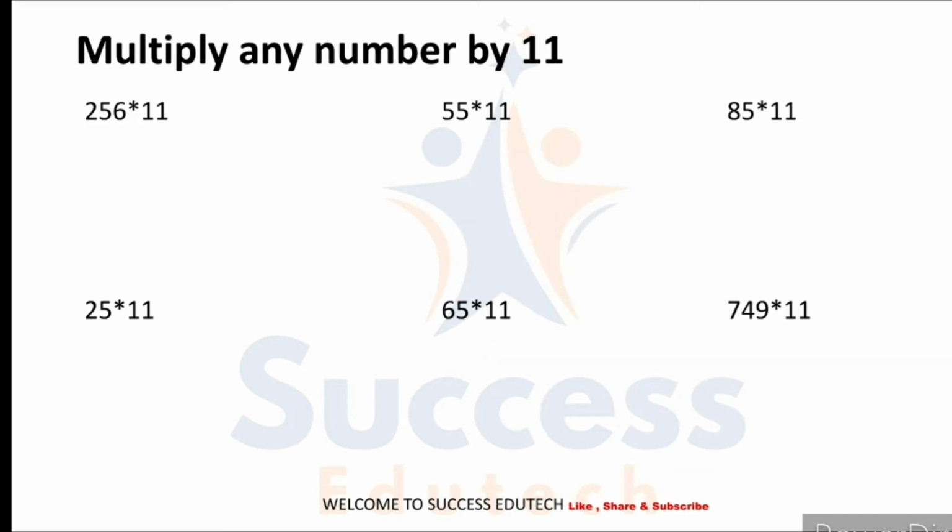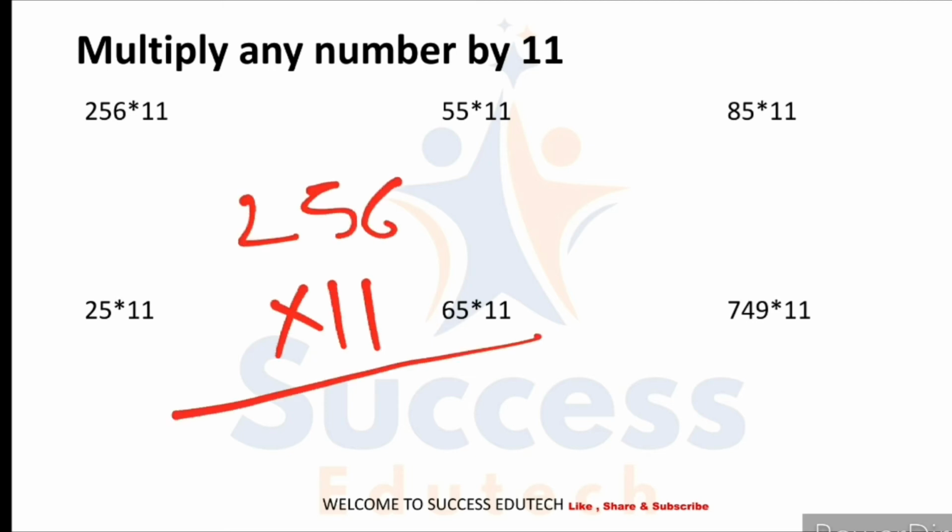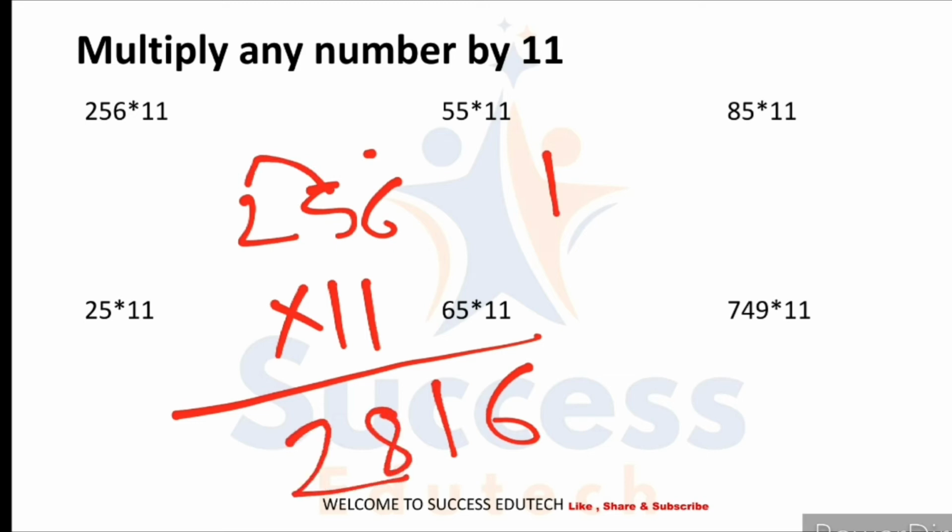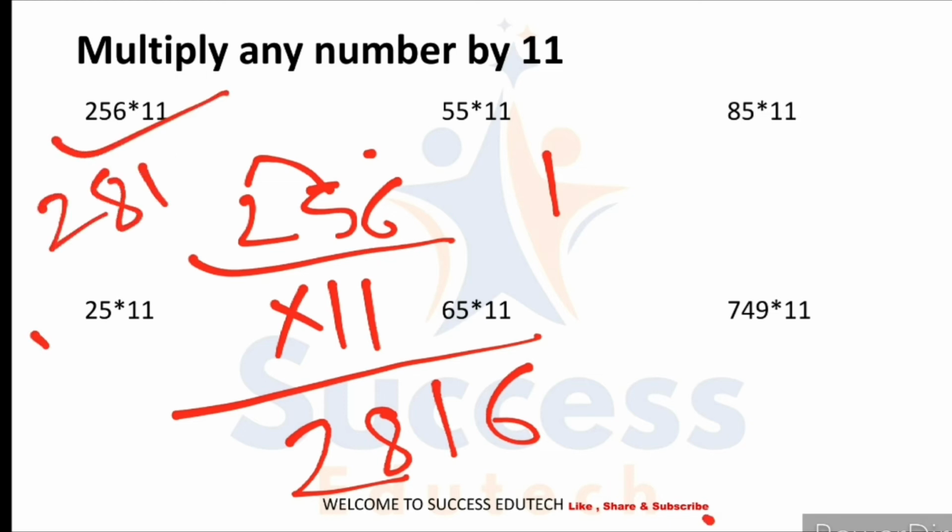Now for a 3-digit number, the same procedure. 256 multiplied by 11, we get 6 as it is. 5 plus 6 is 11, write 1 and carry 1. 2 plus 5 is 7, 7 plus 1 is 8, and 2 stays as it is. This is my answer of this question, that is 2816.